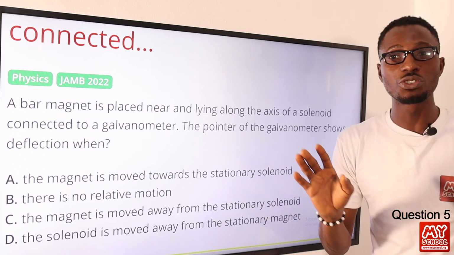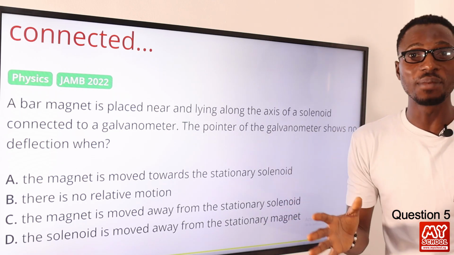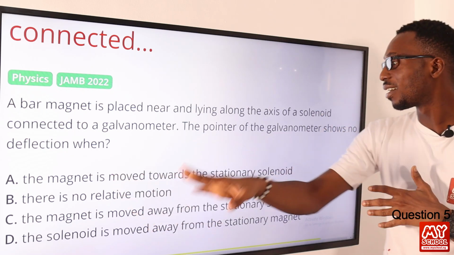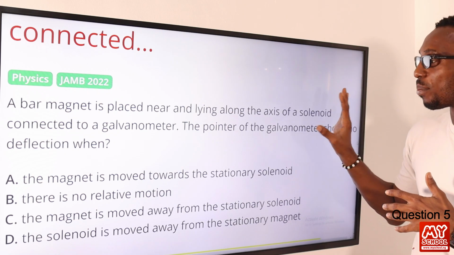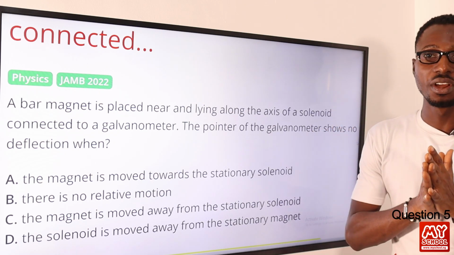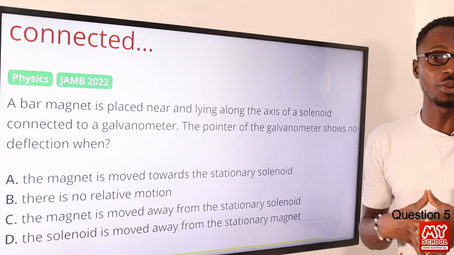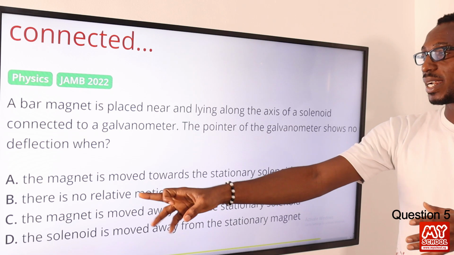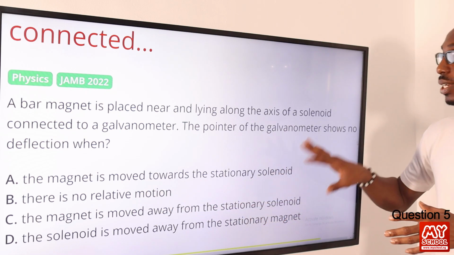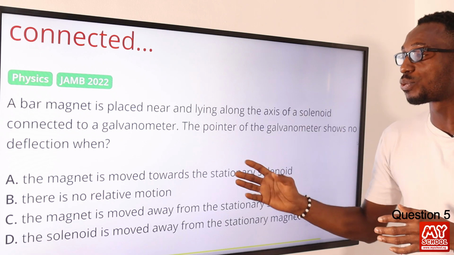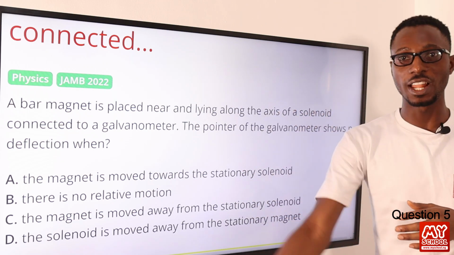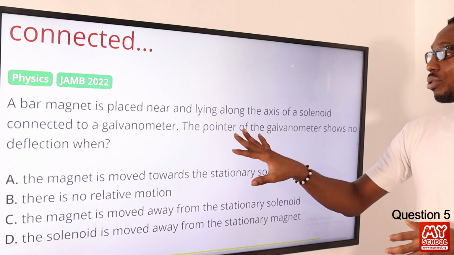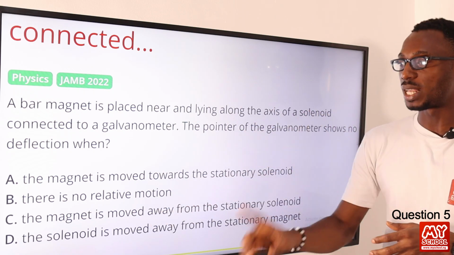But when there is no deflection, that tells you that there is no movement. So we're basically talking about relative motion of the magnet and the solenoid. This happens when there is no relative motion between these two items in the setup. So let's see the option that tallies with this. When the magnet is moved towards the stationary solenoid, this is incorrect. When it is moved towards it, of course, you are going to see a deflection. When there is no relative motion, that is when you see no deflection of the pointer of the galvanometer. So B is correct.